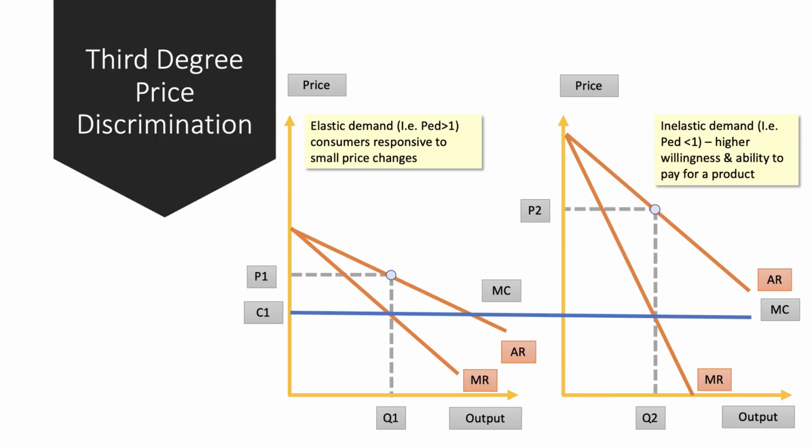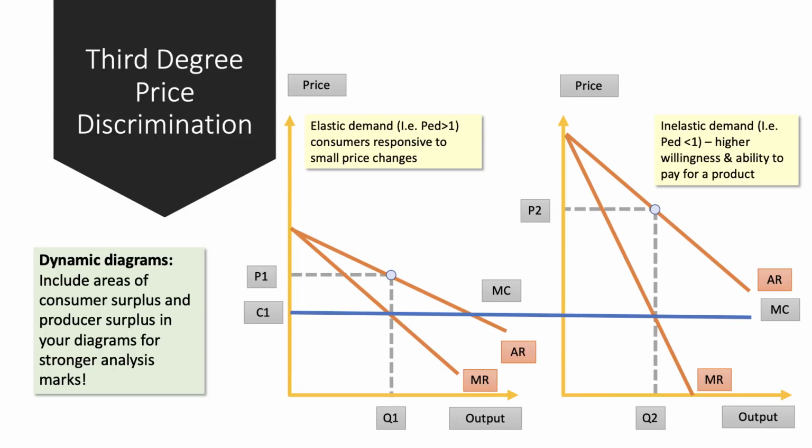On the left-hand side here, assuming the marginal cost of supply is the same to each, this group is charged P1. On the right-hand side, more inelastic demand, the profit maximising price is P2 because they have a higher willingness and ability to pay for the product. Exam boards like you to develop your diagrams, so if you can draw these quickly and well, maybe include areas of consumer surplus and producer surplus to get those higher analysis marks.